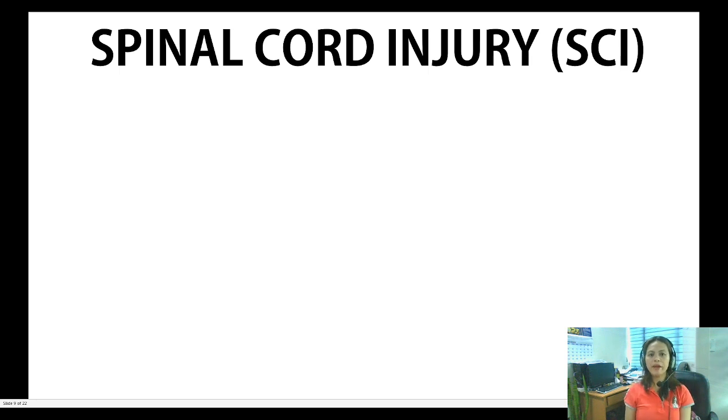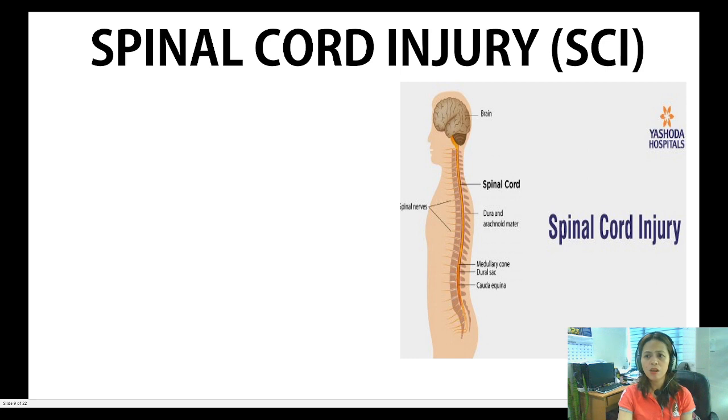We have here the spinal cord injury, or what we call SCI. So, what is spinal cord injury?